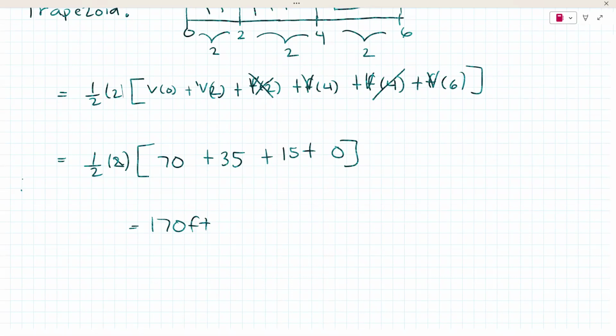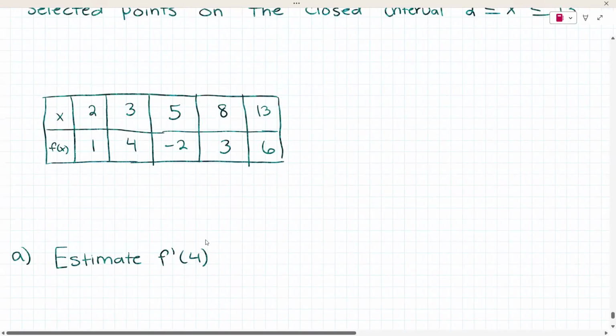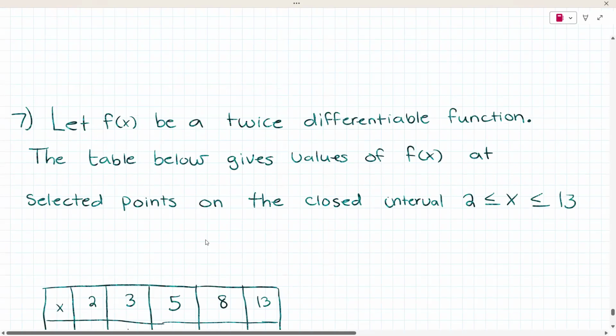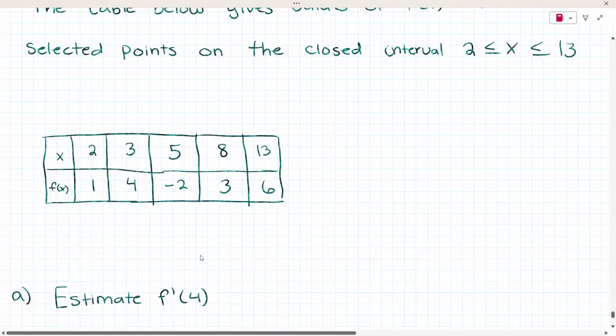Okay, last problem. Example 7 says, let f of x be a twice differentiable function. The table below gives the values of f of x at selected points on the closed interval from 2 to 13. It says estimate f prime of 4.